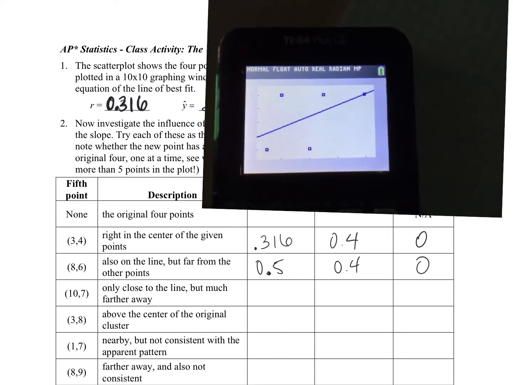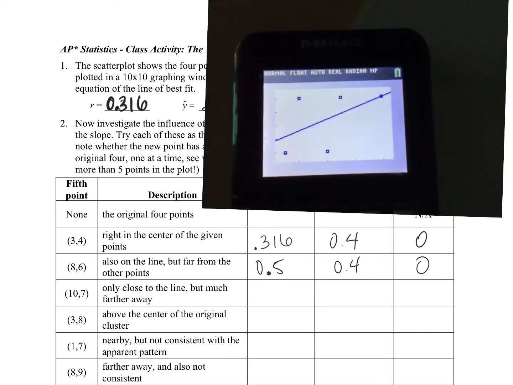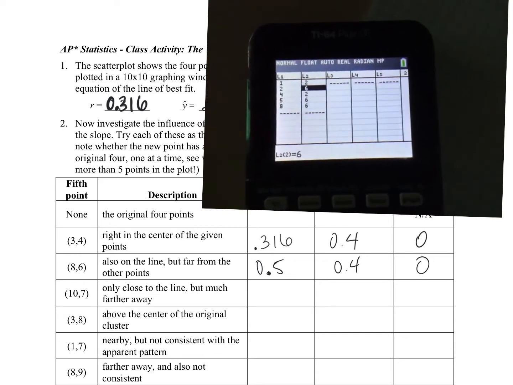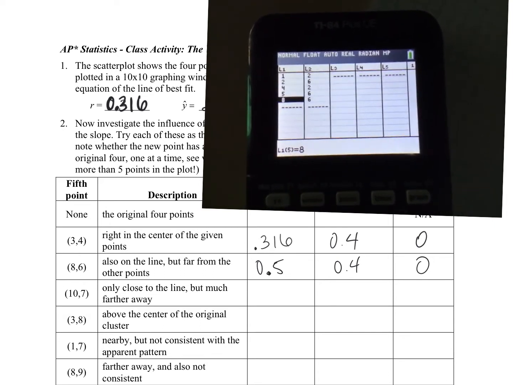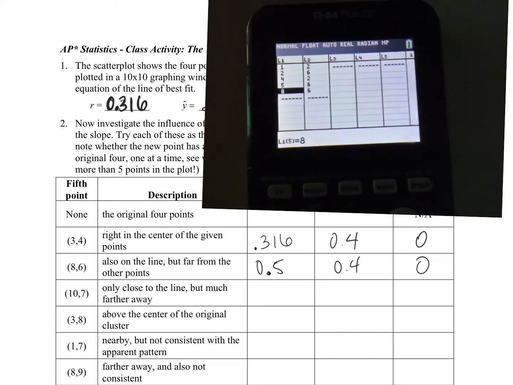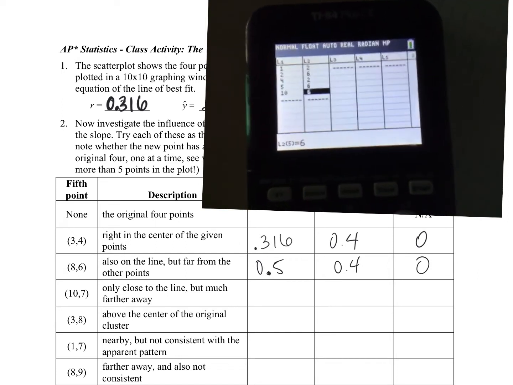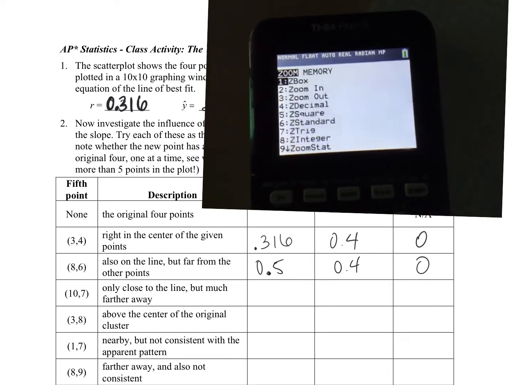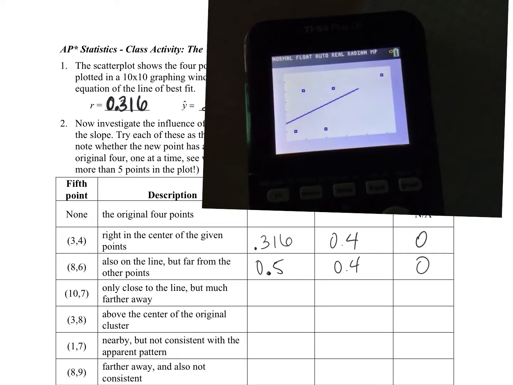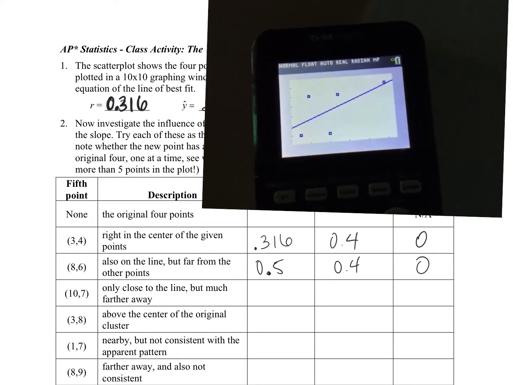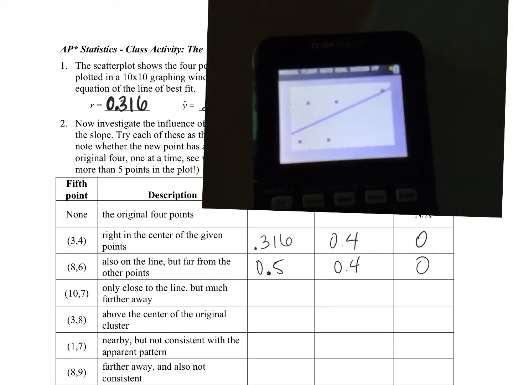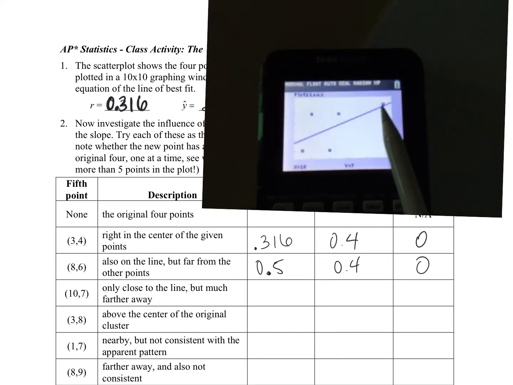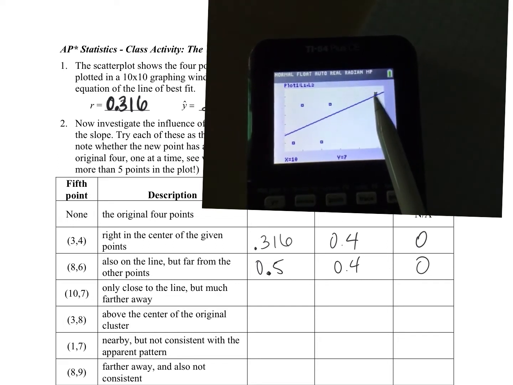If it's closer to the line, is it small? Close to the line will be a small residual. Away from the line is a large residual. So again, you are not adding another point. You are changing the last point now from 8, 6 to 10, 7. It goes up again. Okay, now look at your graph. Wait, is that 10, 7? Trace. Let's trace. Yep, that's 10, 7. We still have a really small residual.